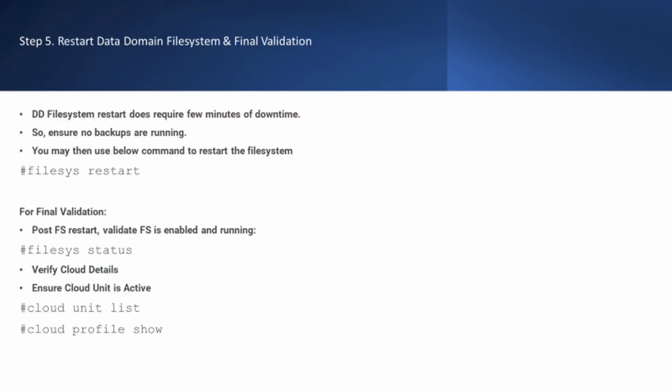Once all certificates are imported successfully, we need to bounce the DD file system to re-establish connection with Cloud Units. DD file system restart does require a few minutes of downtime, so ensure no backups are running and then proceed to restart using the command filesys restart. For final validation, we will first ensure that the FS is back enabled and running, and then verify the Cloud Unit is active to ensure its connectivity with Azure is intact.